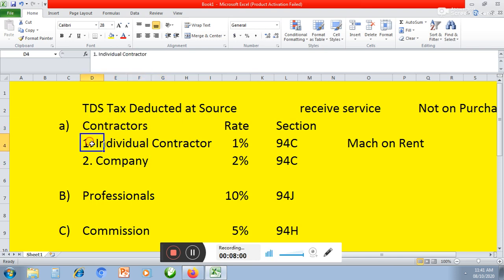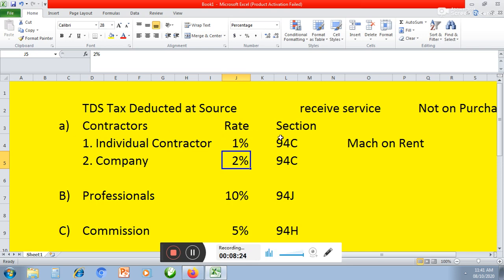One is an individual contractor. Suppose I give a contract to Mr. Peter. Peter is an individual, no? So at that time, from that bill, I will deduct 1%. If I give a contract to a company, suppose a maintenance contract, at that time, I will deduct 2%.